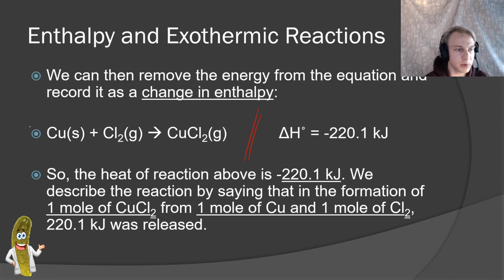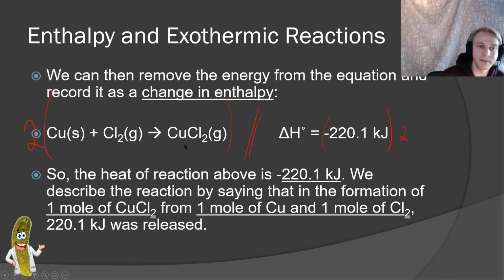However, if I were to say that 2 moles of this entire reaction were to occur, I would also need to multiply this number by 2. If 2 of this reaction were to occur, I would multiply this number by 2. This is just 1 mole of the reaction happening is equal to an enthalpy of negative 220.1 kilojoules. Again, if 2 of these were to happen, I would multiply that by 2.